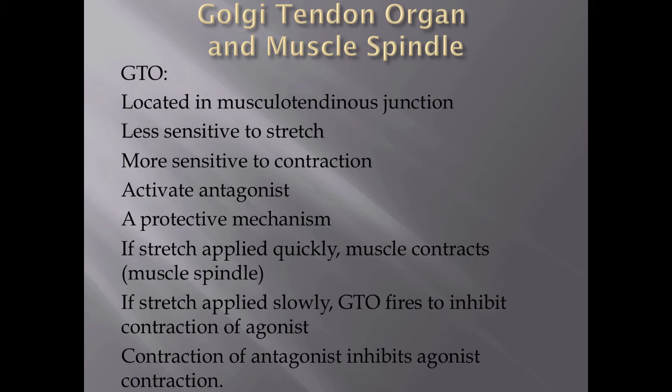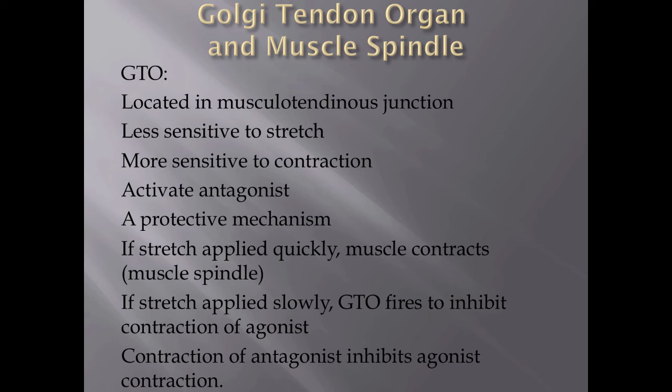Then the Golgi tendon organ, or the GTO, is located in the musculotendinous junction. It is less sensitive to stretch, but more sensitive to contraction. And it will activate an antagonist as a protective mechanism. So if you're applying a stretch too quickly, then you get the muscle spindle, which will fire and contract to prevent injury. If you're applying a stretch slowly, then the GTO will fire to inhibit the contraction of the agonist. And so as you stretch, you can contract the antagonist, which inhibits the agonist.